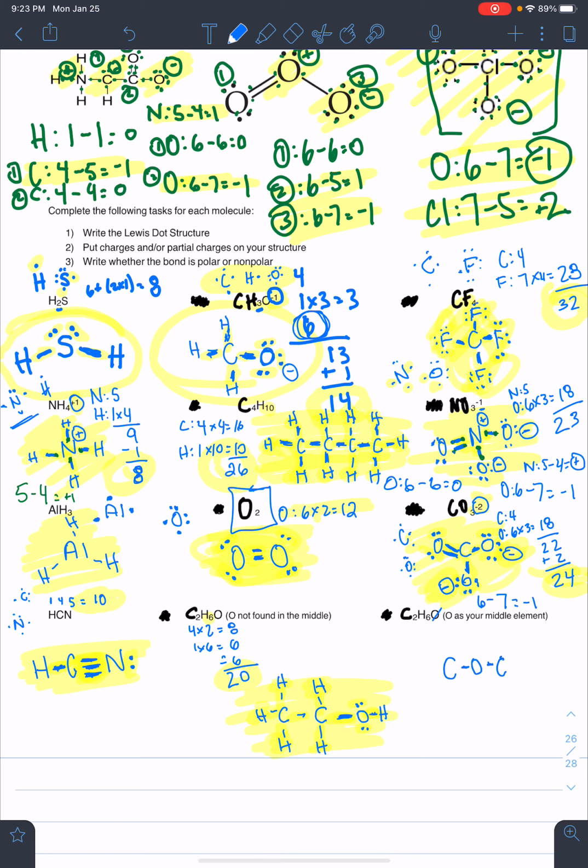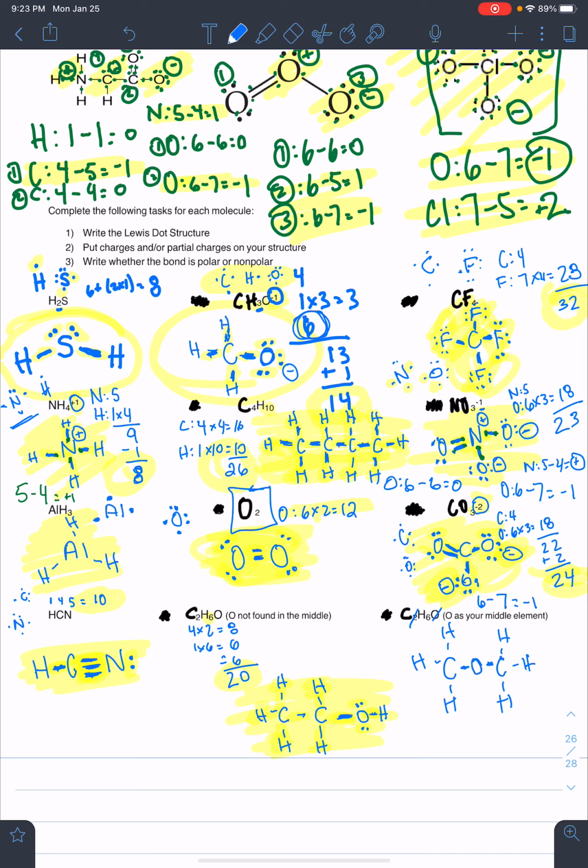Okay, so now we've used up our O, we've used up our 2 carbons, so now we need to use up 6 hydrogens. We know that oxygen is already bonded to 2 things. Carbon wants to be bonded to 4 things. So let's bond carbon to 4 things by adding 3 H's on each side.